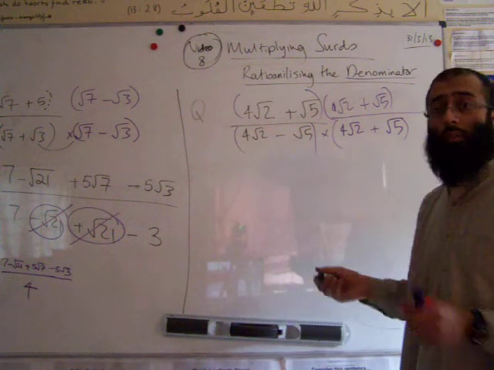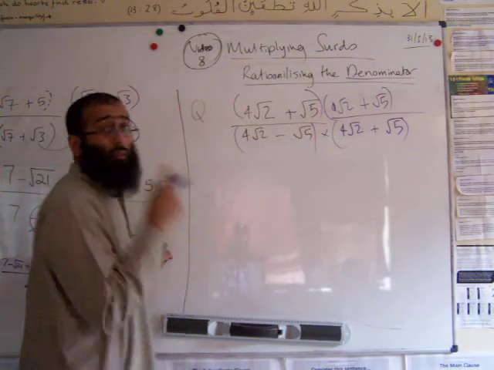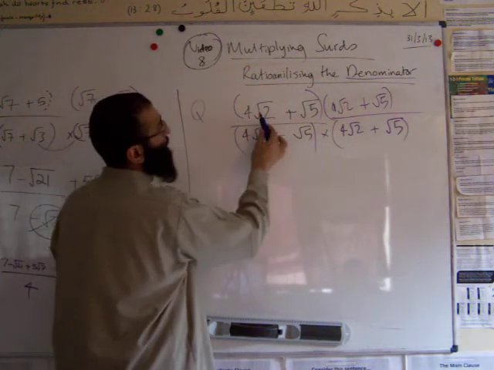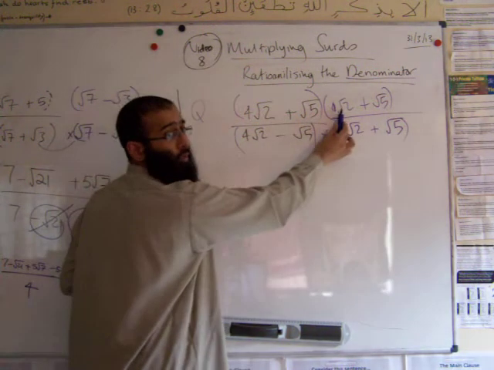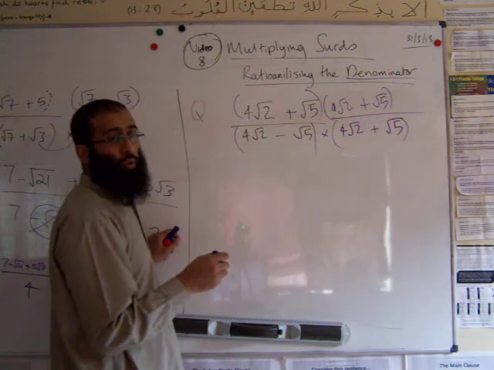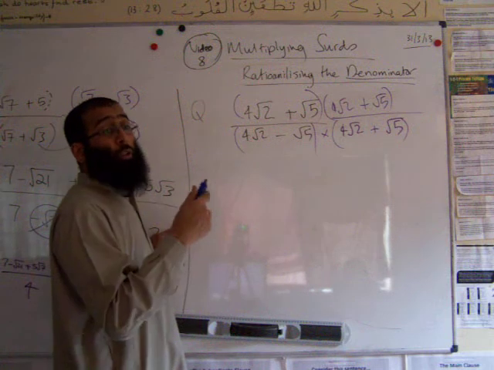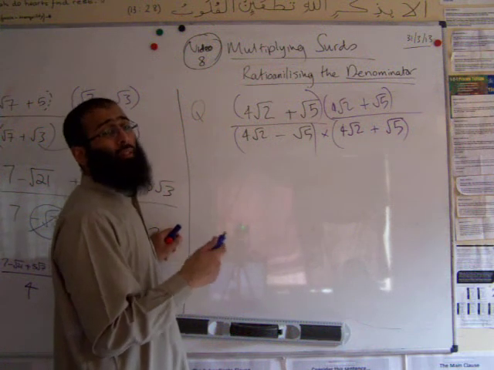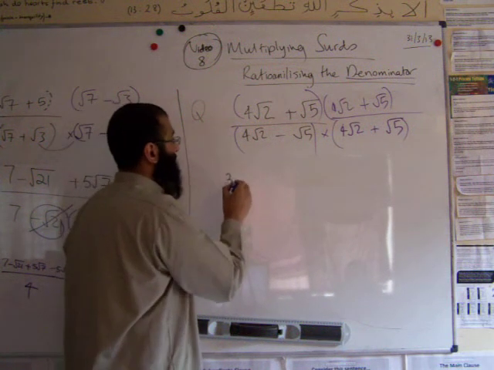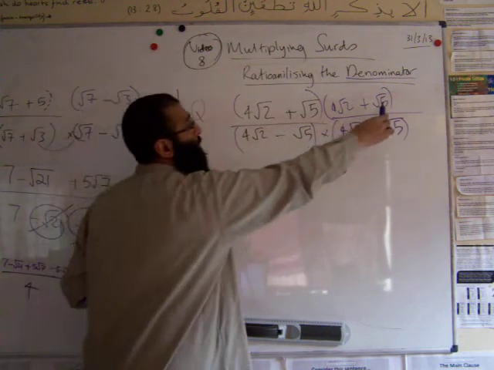Okay, right. On this side we have 4 root 2 times by 4 root 2. That gives us what? What's 4 root 2 times by 4 root 2? 4 times by 4 is 16. Root 2 times by root 2 is 2. 16 times by 2 is? 32. Okay.